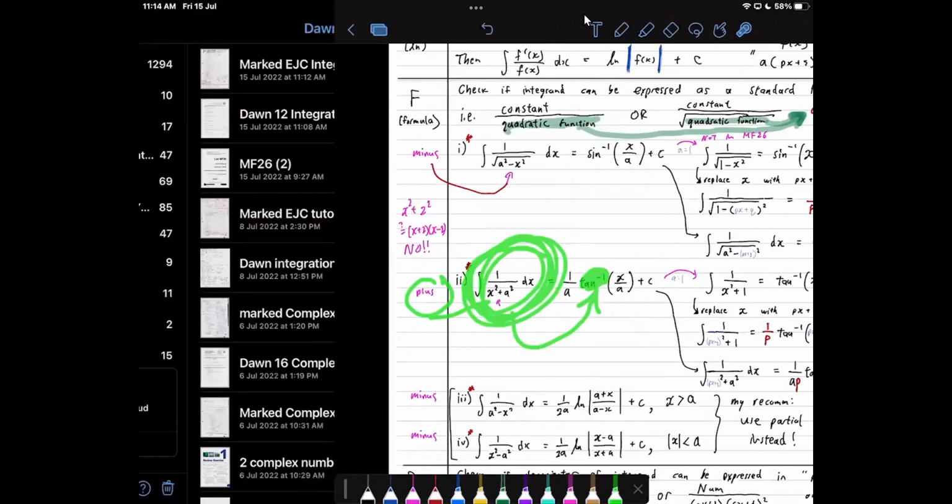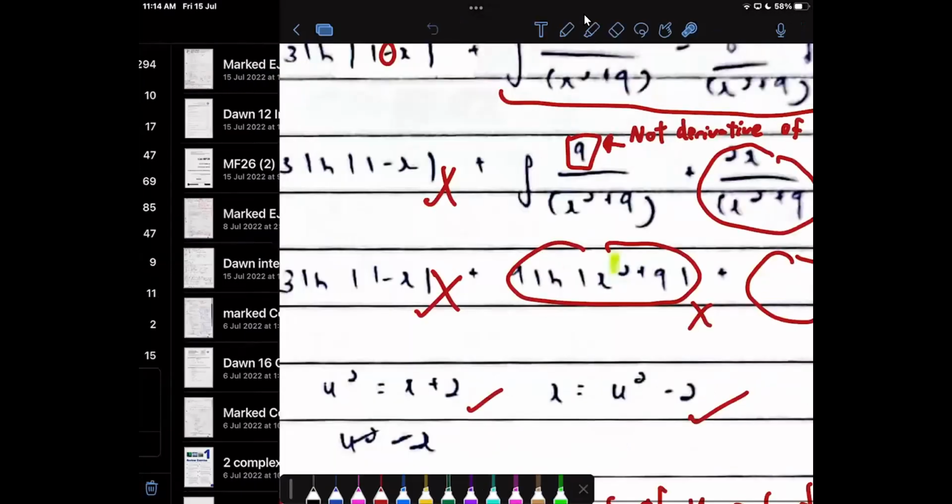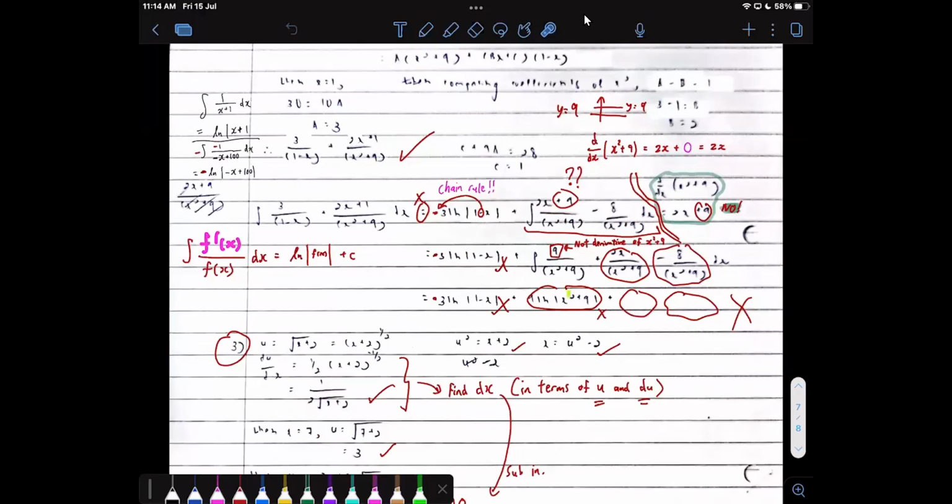Okay, let's go back to, oh sorry, let me find your question. Yeah, so here is totally wrong. So I think we just look at the solution. Is that okay? Because it's getting quite messy. Okay, let's just look at the solution.